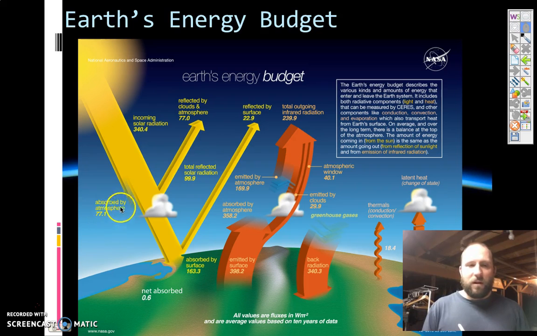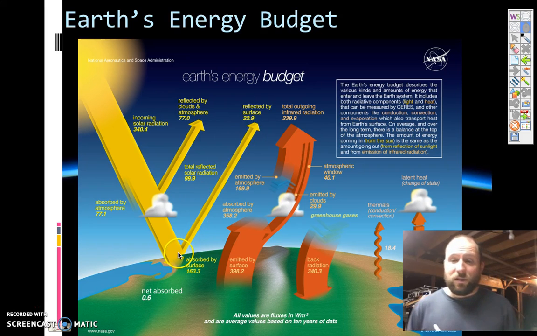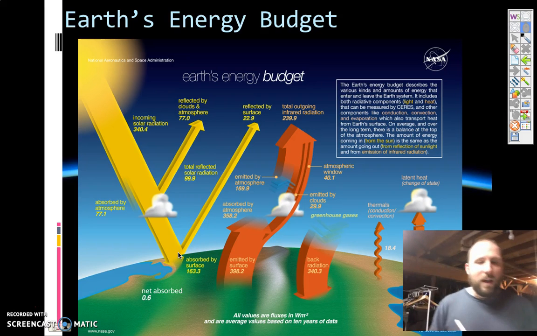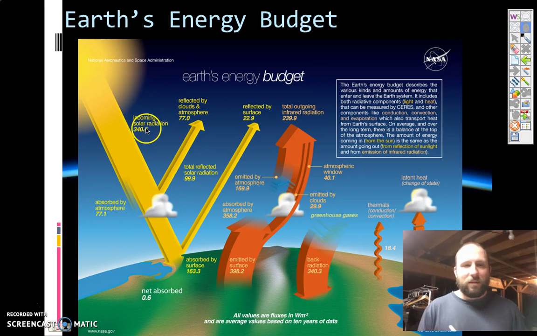77.1 is absorbed by the atmosphere. 77.0 is reflected by the clouds in the atmosphere, at which point total reflected solar radiation is 99.9 when you add these two right here. This obviously being reflected off of the ground or ice and snow. Remember albedo, it's important. And absorbed by the surface is 163.3. So if you take this number and this number, you should basically get this 340.